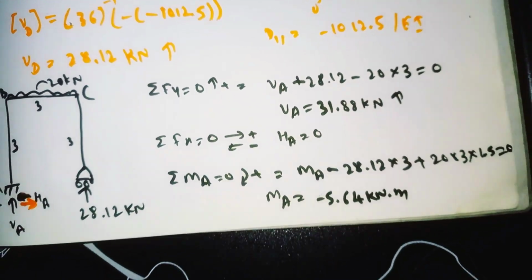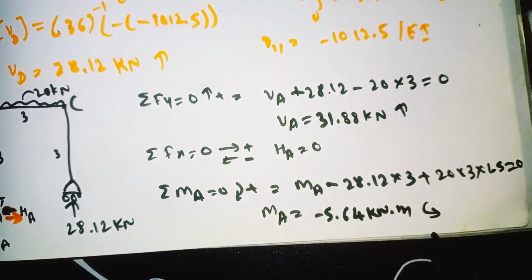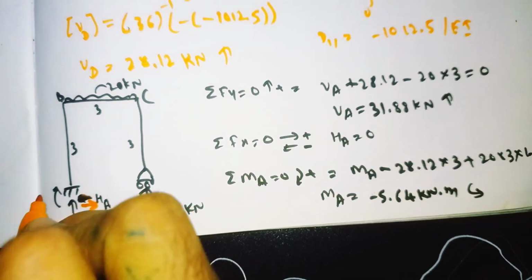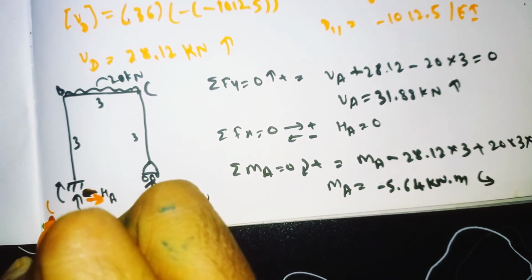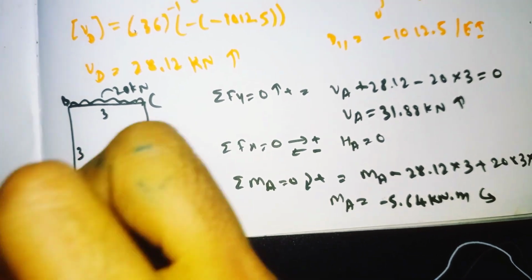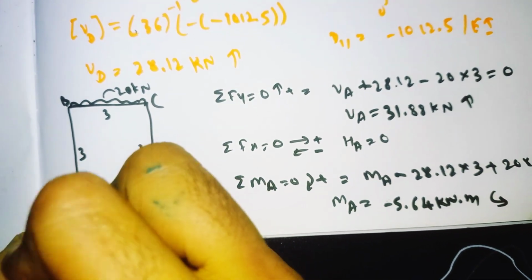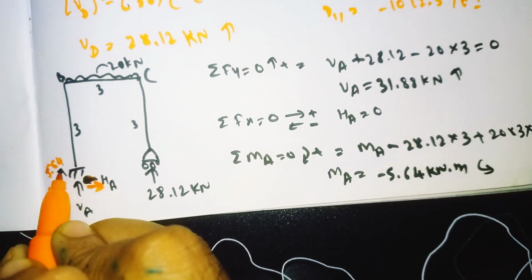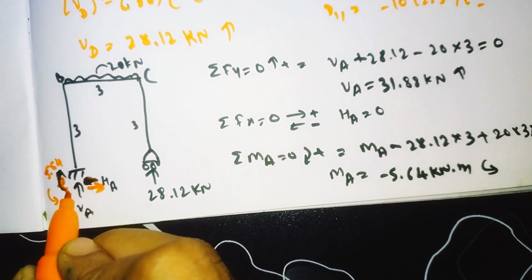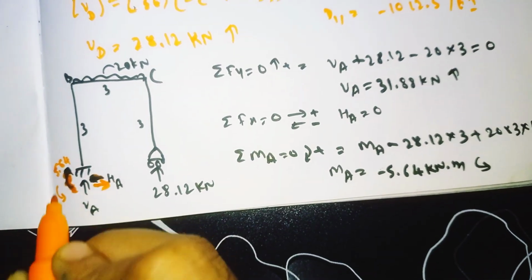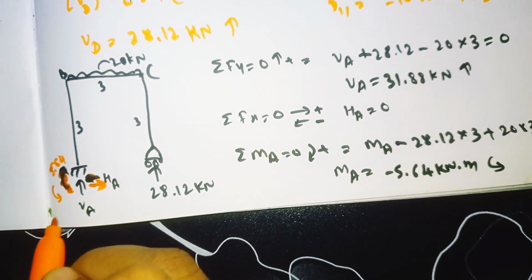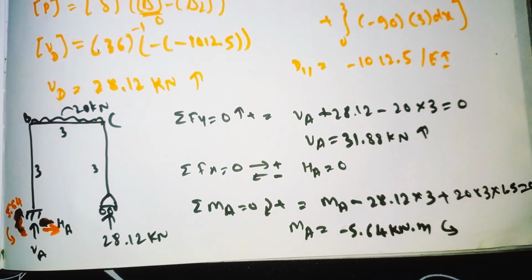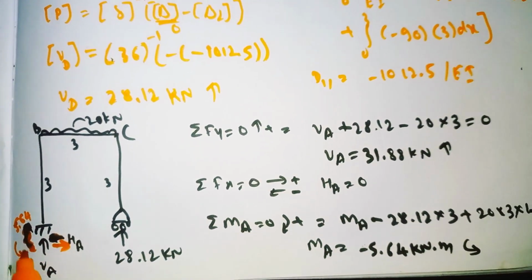So it is anti-clockwise. It rotates like this. So the direction we have considered, positive clockwise, is wrong. We need to make it anti-clockwise like this. It has the value of 5.64. So whatever direction we have considered, clockwise, is wrong. It is rotating anti-clockwise, so minus 5.64. So this is how we need to find all the reactions of this support.